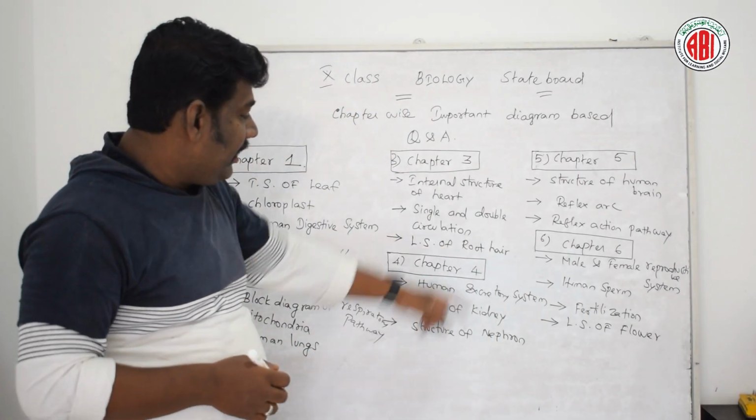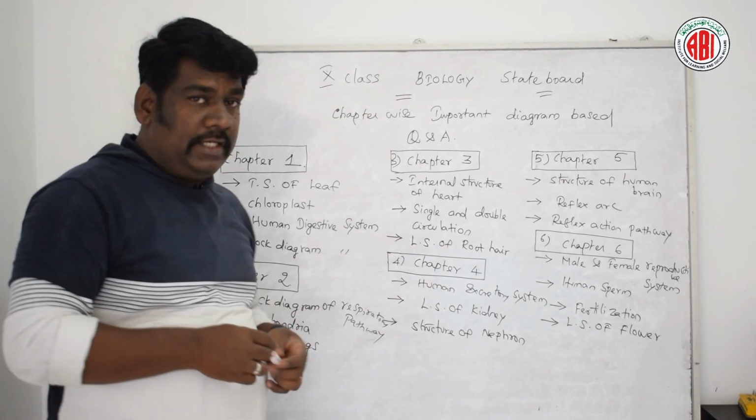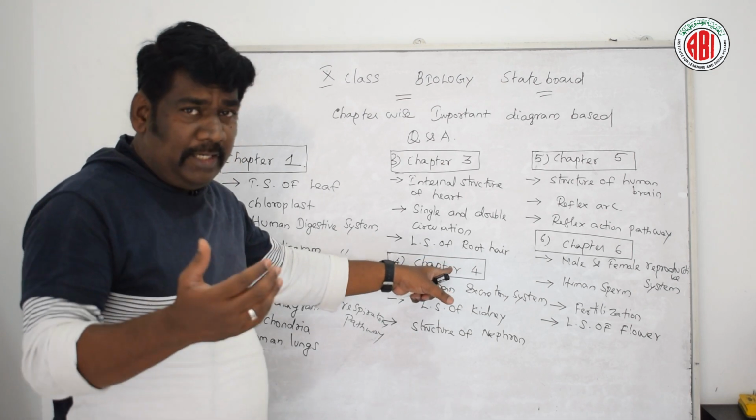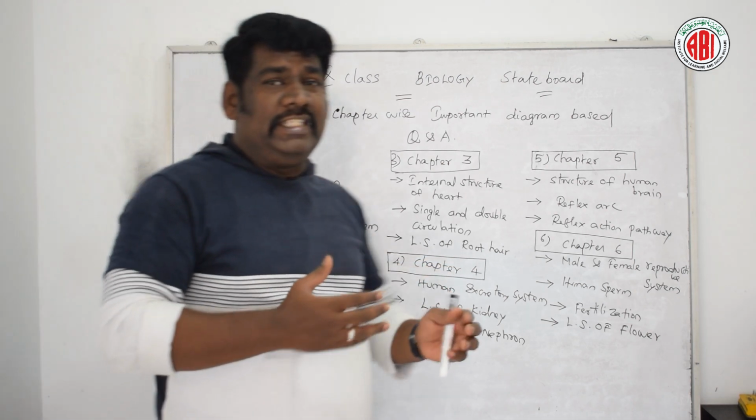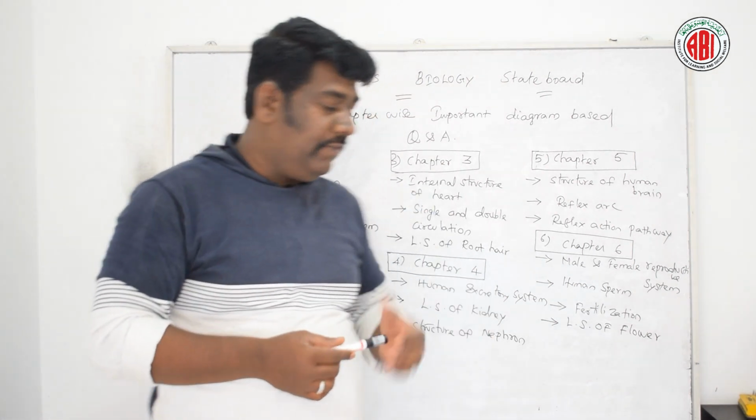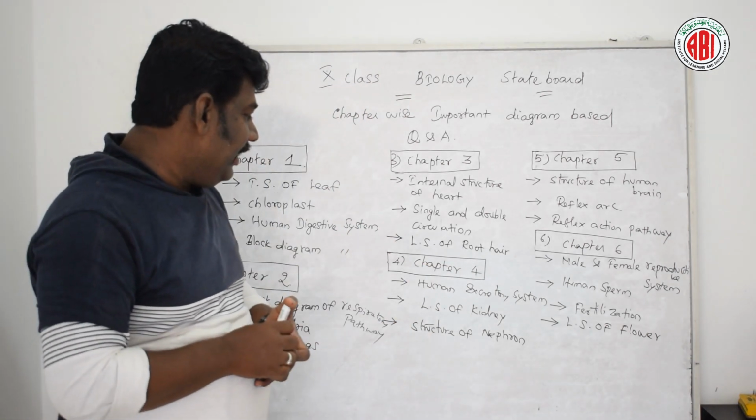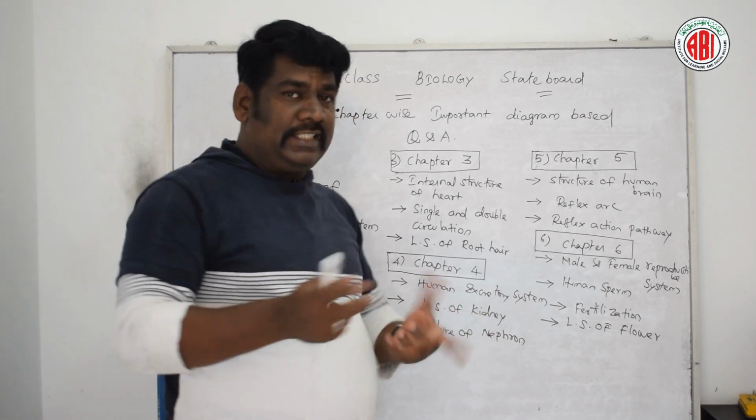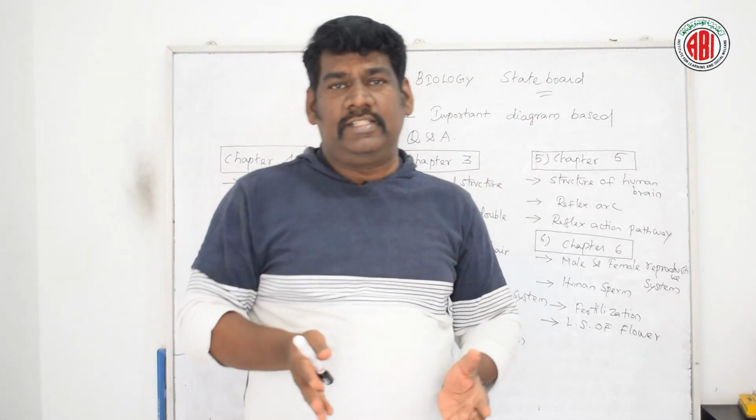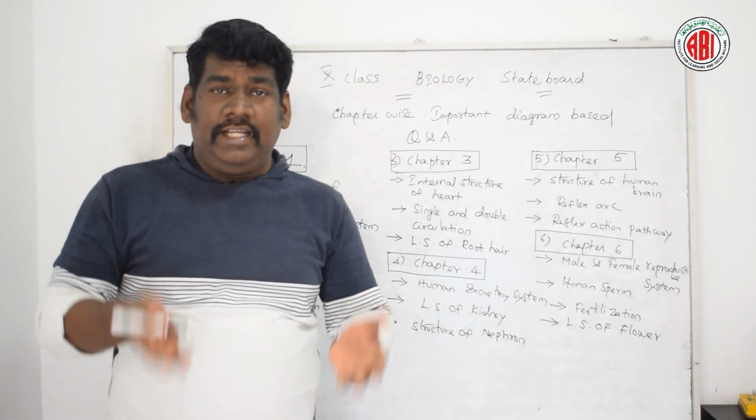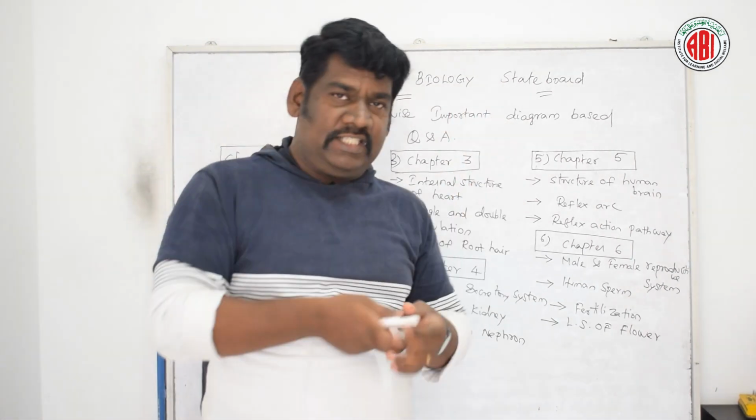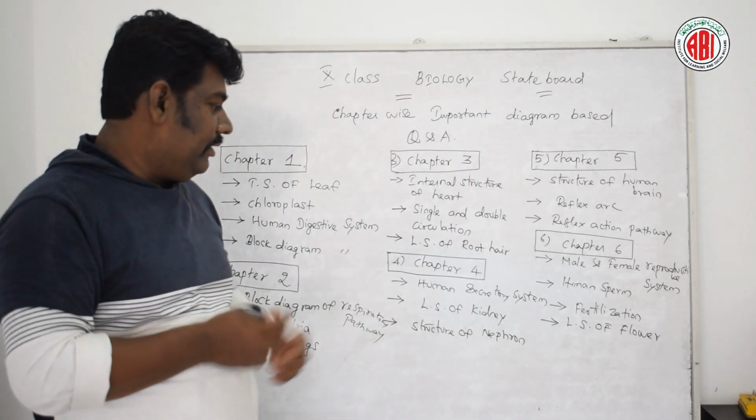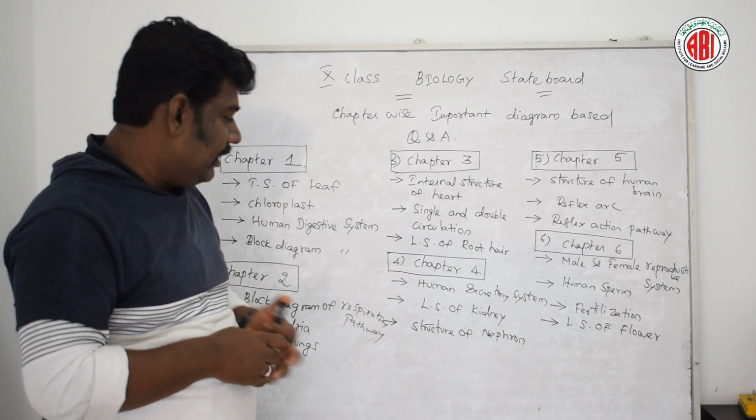Next, LS of root hair is also one of the most important questions, based on an experiment related to root pressure. So we may expect such a question. Next, chapter 4, the human excretory system, which involves all the organs present in it, like kidney, ureter, urinary bladder. The entire structure we should draw and label.